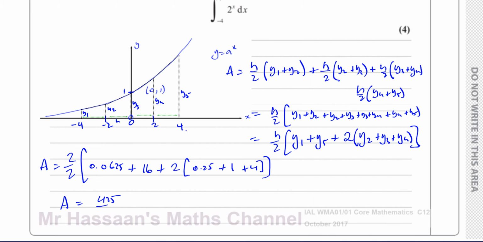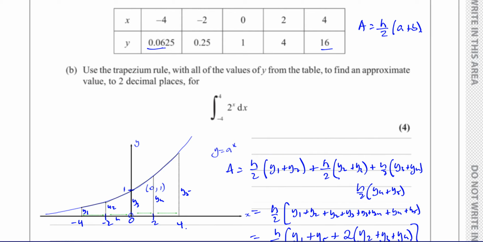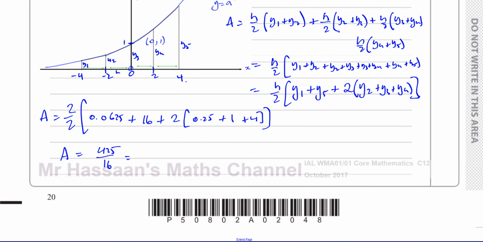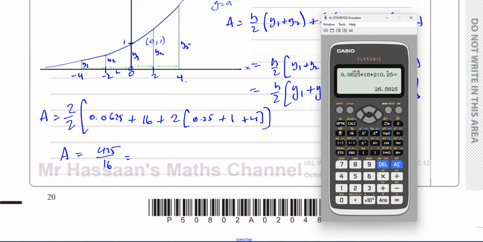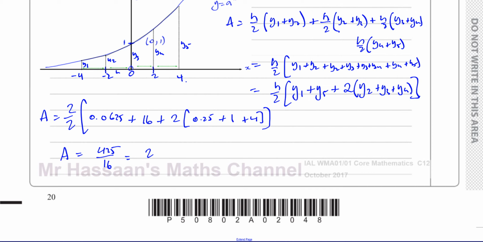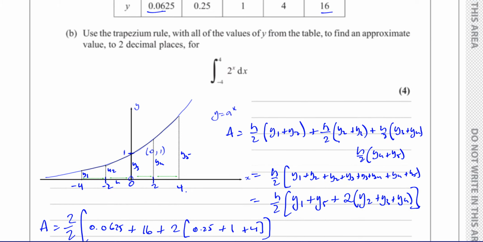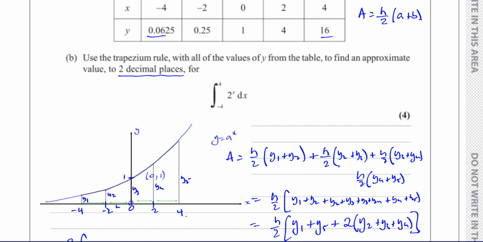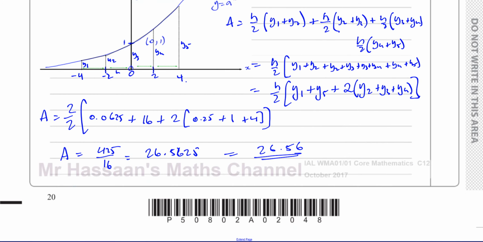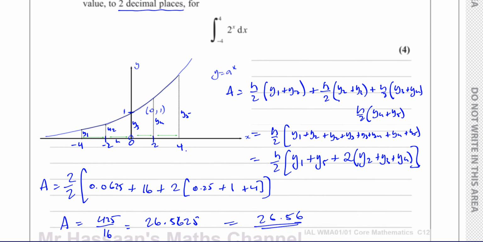I'll write it like this, and then I'll round it to 2 decimal places. Okay, so that's equal to 26.5625, which gives us 26.56. Why? Because they ask us to give it to 2 decimal places. So be very careful not to mess that up. So 26.56 square units. Well, they just said find the value of the integral. They didn't say the area. So we could leave it as a value to 2 decimal places. And there's the answer to part B of this question.